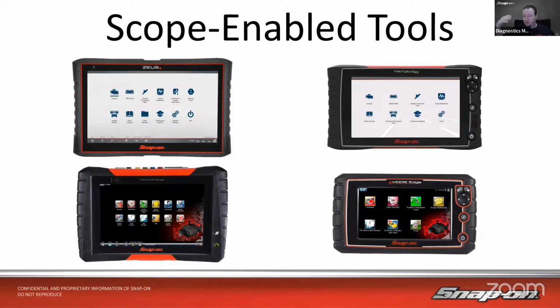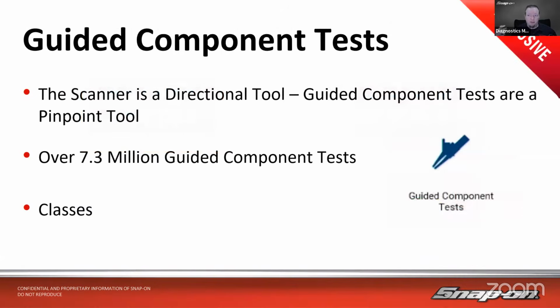So Zeus, Verus, Modus, Triton, all the way back to the original Modus, all the way back to the Vantage Pro. I think those came out around the same time. But anyways, this has what we call guided component tests. This is exclusive to any Snap-on tool that has a scope. And this gives us the pinpoint access to test components. The scanner is a really nice compass.